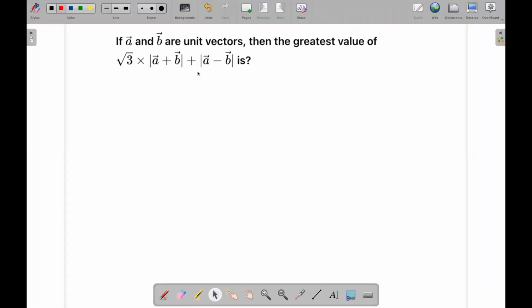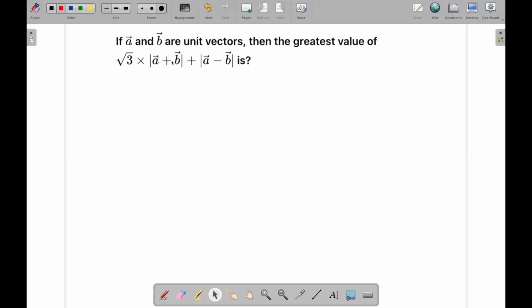All right, so we are trying to solve this question. The question is saying that A and B are unit vectors. Then the greatest value of this expression will be what? When you see this expression, what you see here is that you've got A plus B and A minus B. So one thought which could come to our mind directly is: what if these two vectors are parallel?